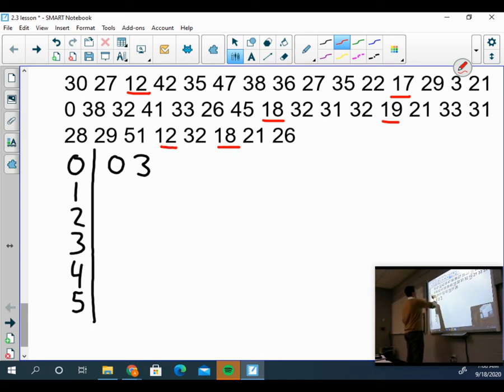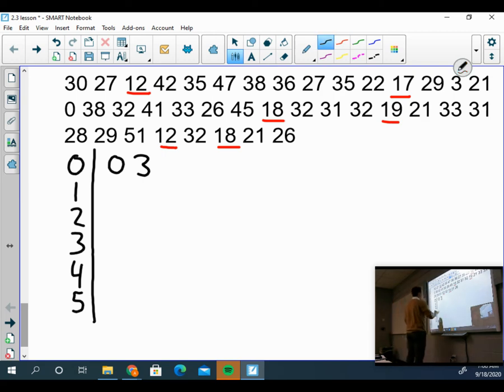Let me double check, make sure I didn't miss any. Again, if you have any problem with this, it'll probably be accidentally missing data. So what do I have here? I have 12, 12, 18, 18, 17, 19. Well, what's the lowest number in there?